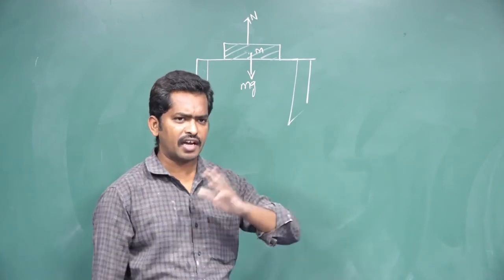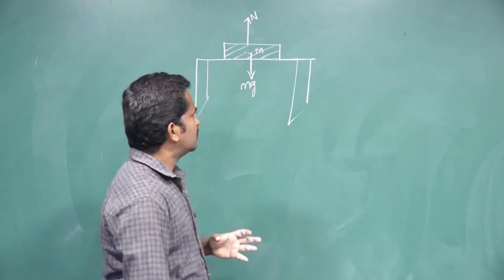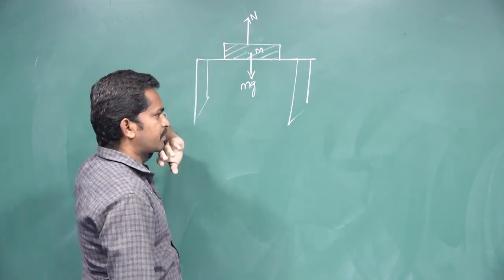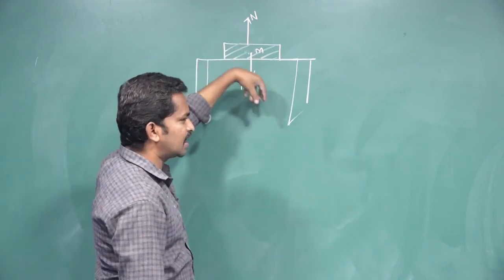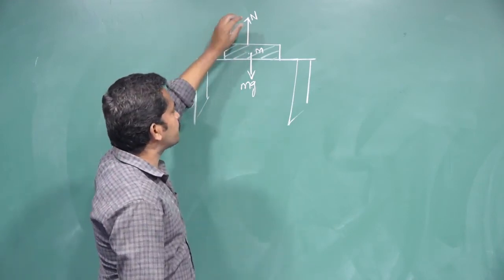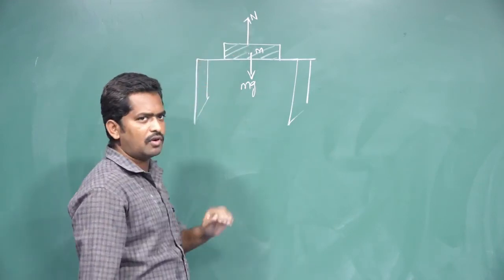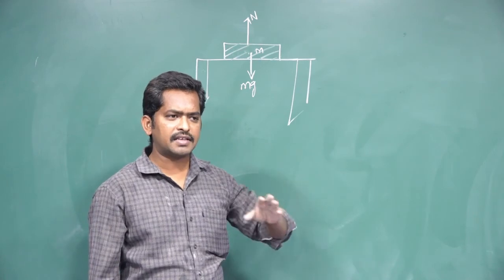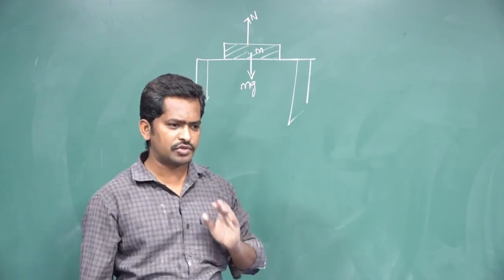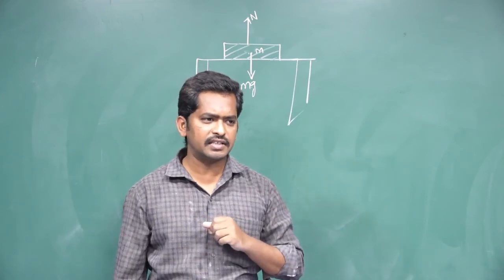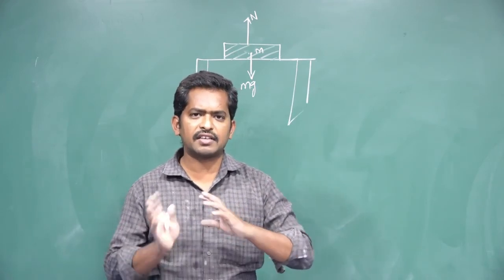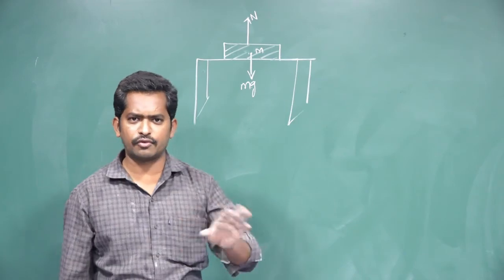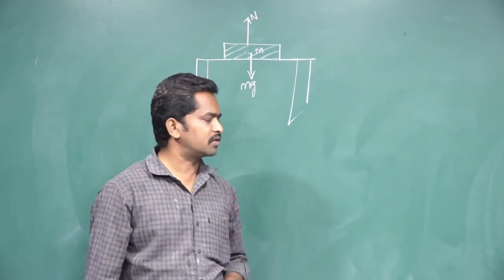mg and N are different in nature. The object is lying at rest, so mg is balanced with N, but they are not action-reaction forces, because mg is a gravitational force and N is a normal force exerted by the table on the book. Action and reaction forces never act on the same body. According to Newton's third law of motion, action and reaction must act on two different bodies. Here mg and N are not action and reaction forces.